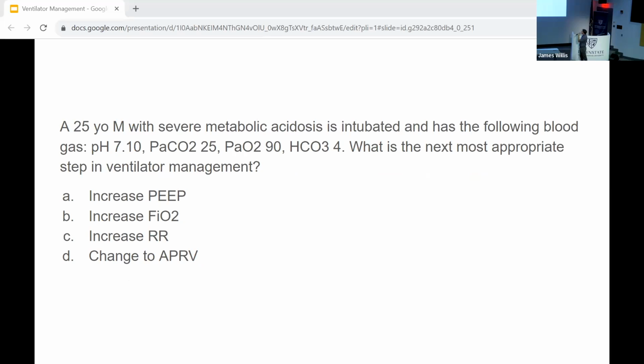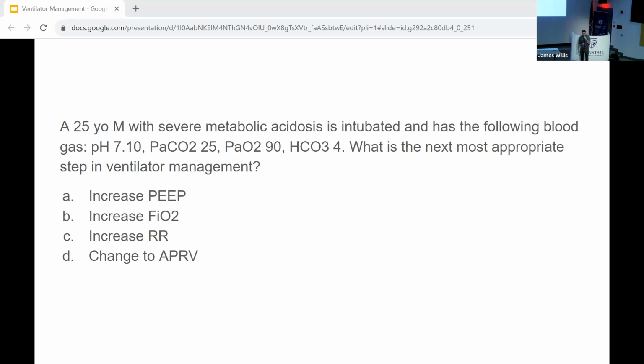A 25-year-old male, severe metabolic acidosis, intubated, has the following blood gas: pH 7.1, PaCO2 25, PaO2 90, bicarb 4. The bicarb is from the BMP. What is the next most appropriate step in ventilator management? Increase the PEEP, increase the FiO2, increase the respiratory rate, change to APRV. Correct. Increase the respiratory rate.